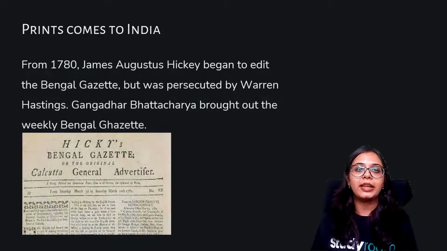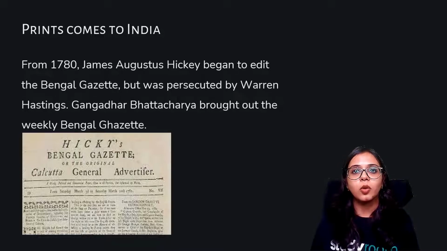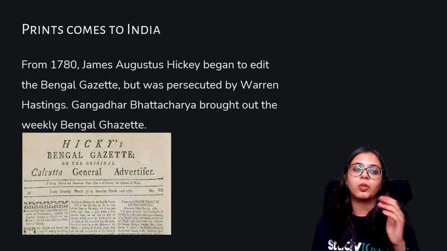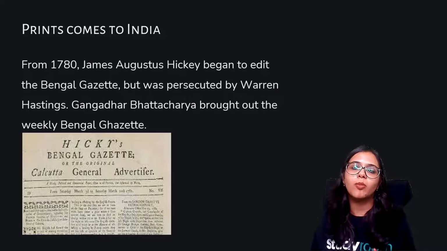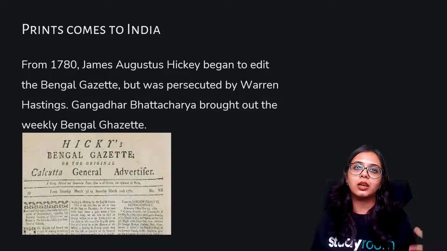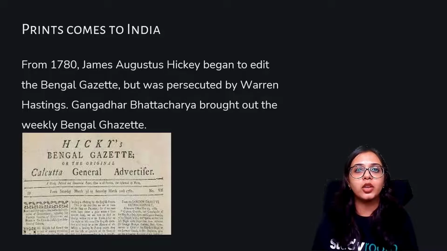From 1780, James Augustus Hickey began to edit the Bengal Gazette, but was persecuted by Warren Hastings. So, when the East India Company came about in 1760, there were certain Englishmen as well who were opposing the way the upper class Englishmen were propagating their rule in India.